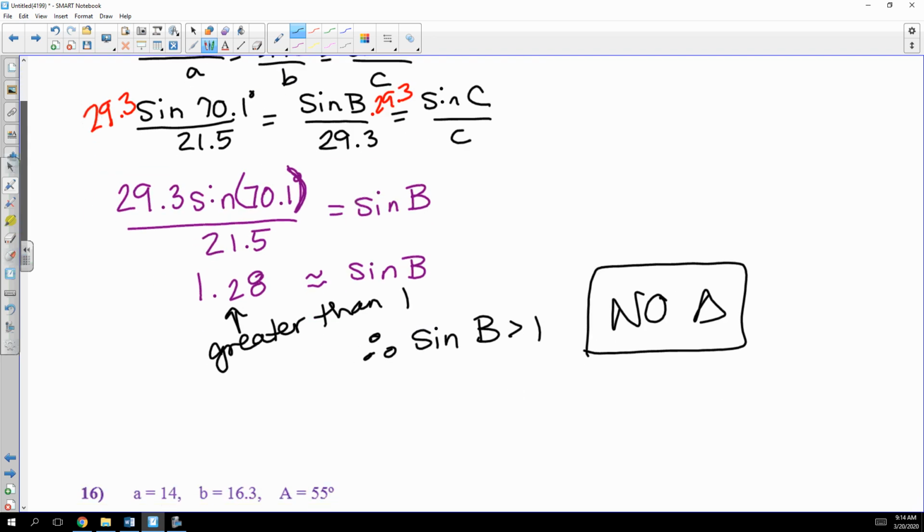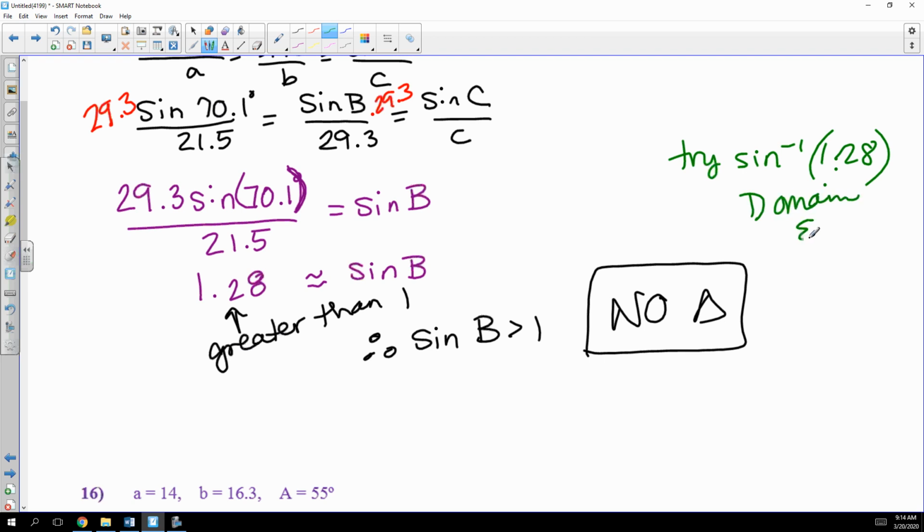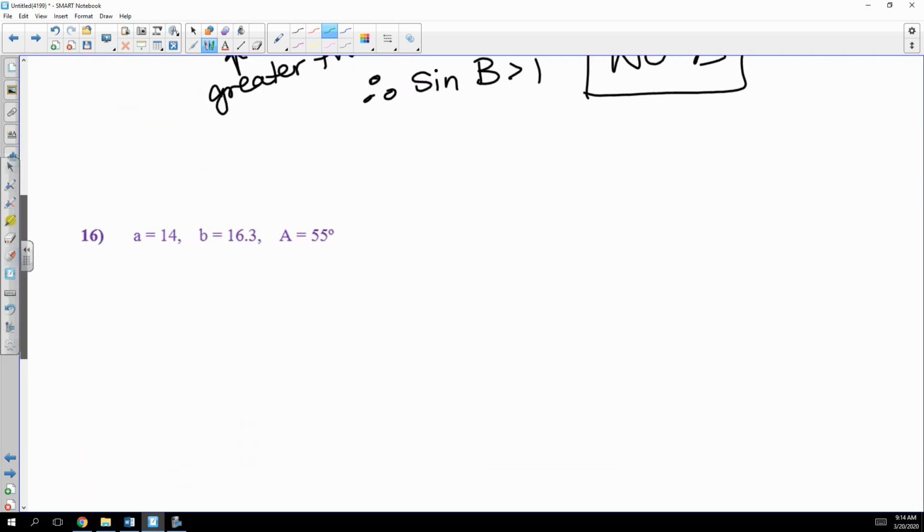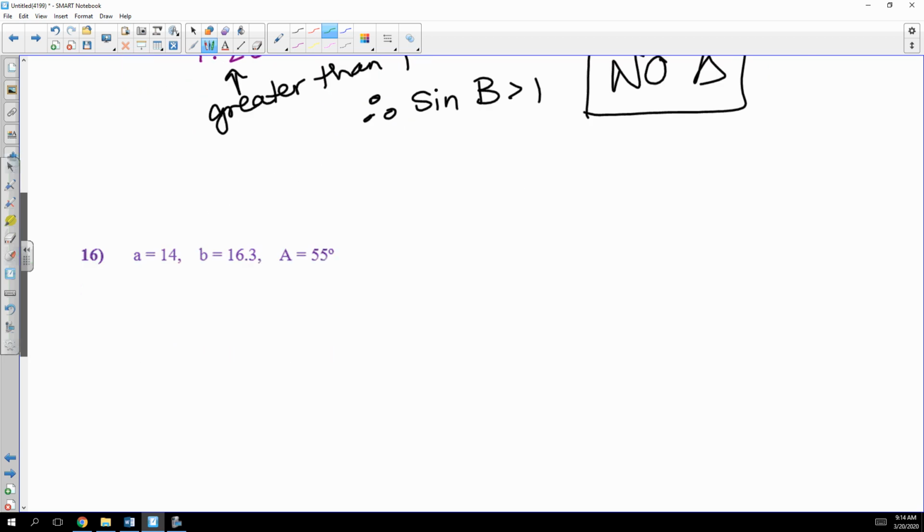You can try, if you don't remember that the sine of B has to be greater, try taking the inverse sine. Try typing in inverse sine of 1.28, and you're going to get a domain error, right? That should tell you to remember that the values for sine and cosine have to be between 0 and 1. Remember that the opposite side or the adjacent side can't be greater than the hypotenuse, and that's why that error comes up, okay?